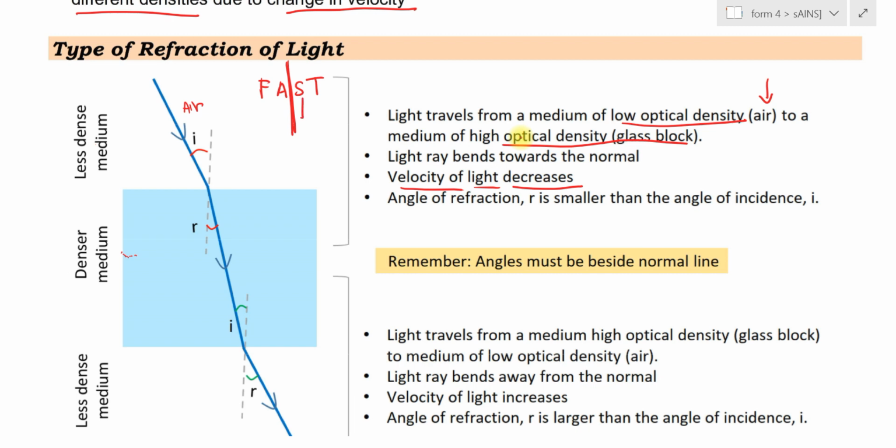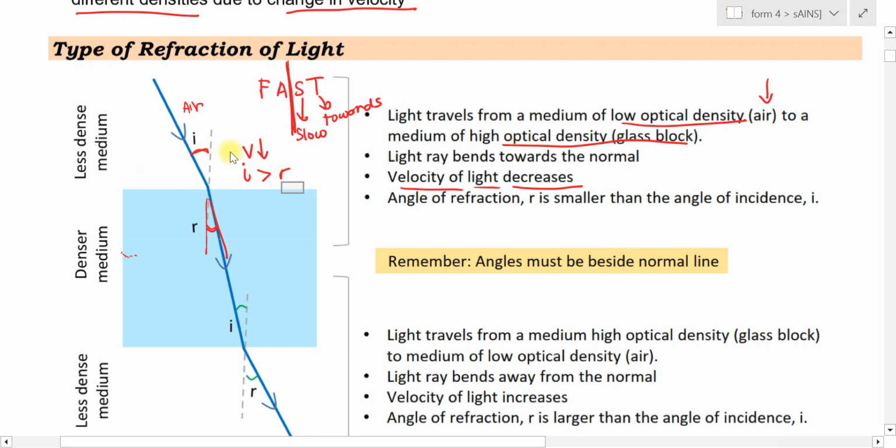Kalau kamu tengok, kalau slow, your speed slow, you bend towards the normal. You ingat fast sudah cukup. Okay, kalau slow, kena bend towards the normal. Okay, there is. Ni normal, you go closer to the normal. Okay, kalau closer to normal, you can see the I is greater than R here. Okay, so your velocity turun.